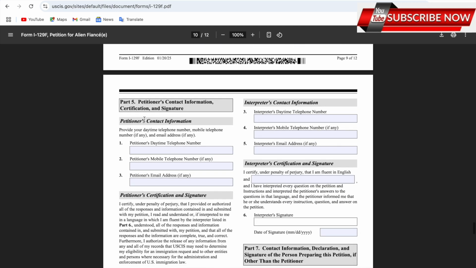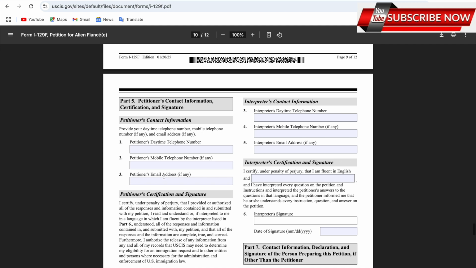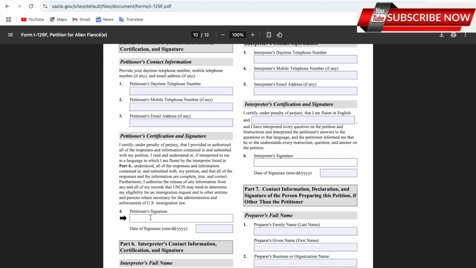Part 5, you see it's the petitioner's contact information. So the petitioner's contact information, their daytime phone number, their mobile phone number, their email address. If they are the same, you just put it there. Their email address, so always put in your email address. For the petitioner, you put in your email address. So always make sure when you print out the sheet, you sign and you put in the date. You sign and you date it.